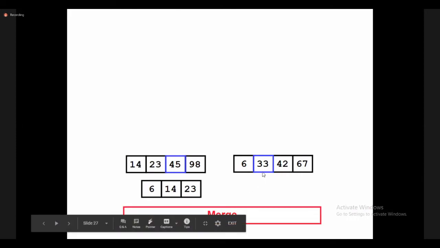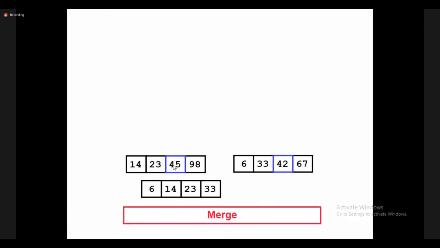Next 45 and 33. L of I is greater than R of J, so the R of J value moves to the array of K. The J value is increased by 1 and the K value is increased by 1. Now 45 and 42: L of I is 45, R of J is 42. R of J is less, so 42 moves here and J plus plus.